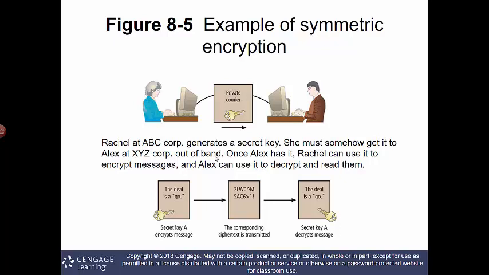So out of band would mean that she could send it to him via maybe a thumb drive in the mail, or she could call him on the phone and tell him what it is, but use some other method in order to get it to him. Now, once Alex has received it, Rachel can then use it to encrypt messages, and then Alex uses that same key that he has to decrypt the message.